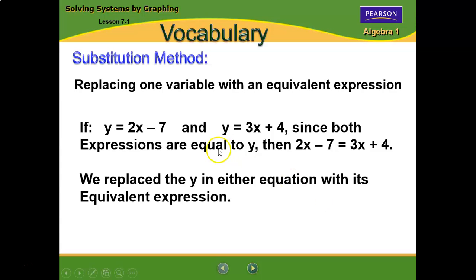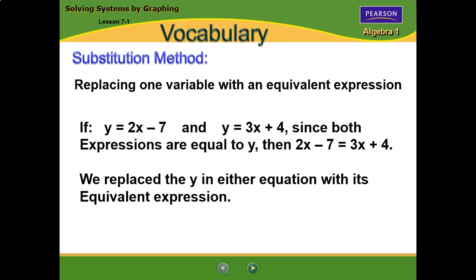So for example, if I say that y equals 2x minus 7, and I also tell you that y equals 3x plus 4. Since both of these are y equals, that means that 2x minus 7 and 3x plus 4, even though they look different, they are equal. And the reason we know that they are equal is because they are both equal to y, and of course y is equal to y. So even though 2x minus 7 looks different than 3x plus 4, they are equal.